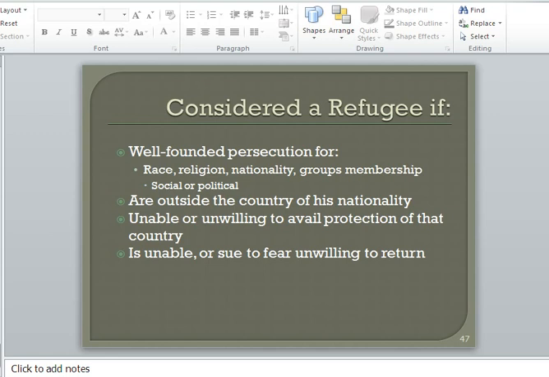So if there's persecution for race, religion, nationality, group membership, social or political, and I think at this point there is no refugee status for gender or sexual orientation. You're a refugee if you're living outside the country of your nationality. So if you're in your country, you cannot be a refugee. You have to be able to get out of your country in order to be a refugee and have protection. If you're unable or unwilling to get protection of your own country, you're considered a refugee, and if you're afraid to sue your country, if you don't have any litigation rights, or you're afraid to return.